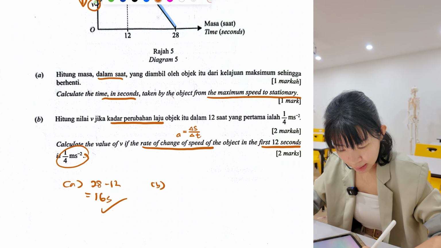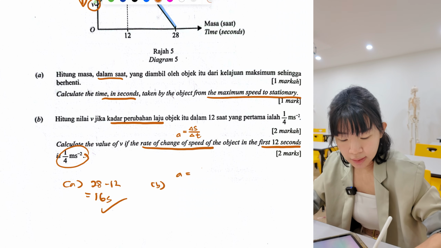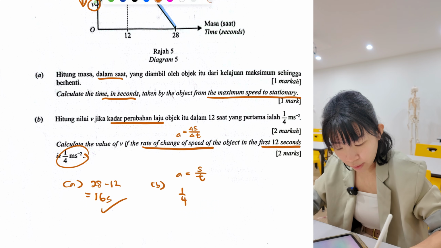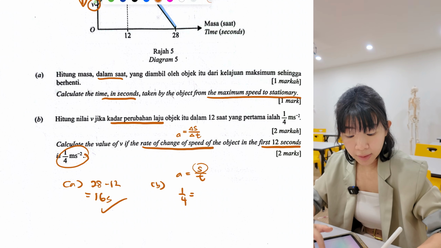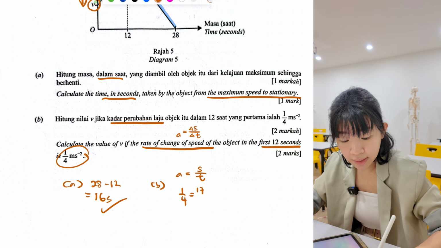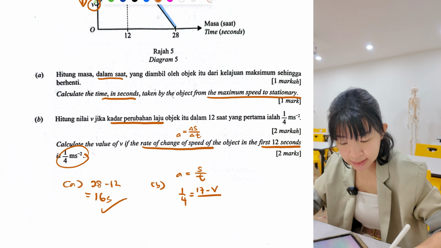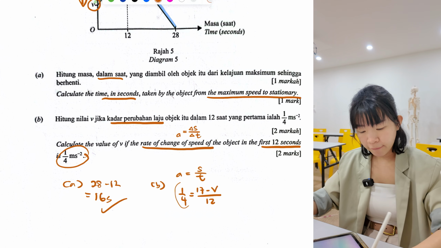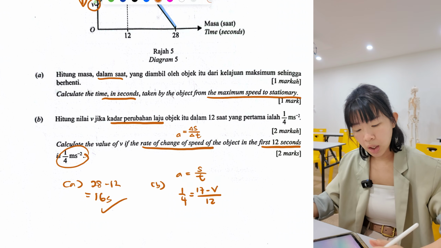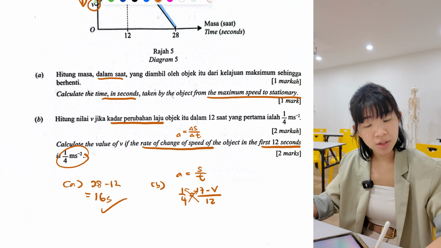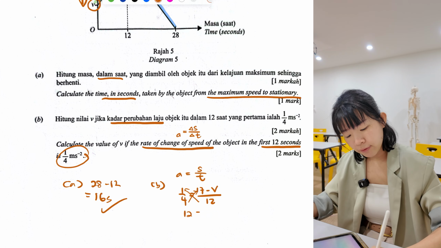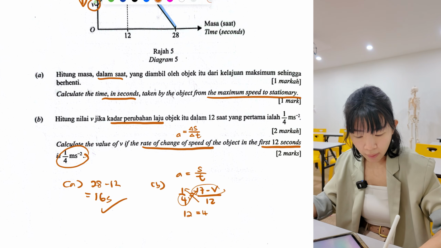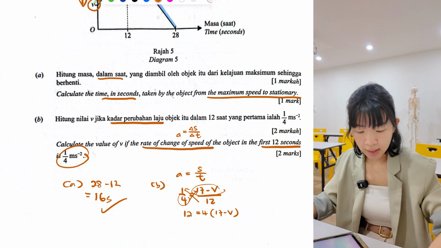Rate of change of speed means acceleration, which equals speed divided by time. The acceleration given is 1 over 4. So we take the change in speed, 17 minus V, divided by the time taken, which is 12. From here we can find V. Fraction equals fraction, so we can do cross multiplication. 12 times 1 is 12. The 4 is divide; if you bring it over here, it becomes times. So 4 bracket 17 minus V.